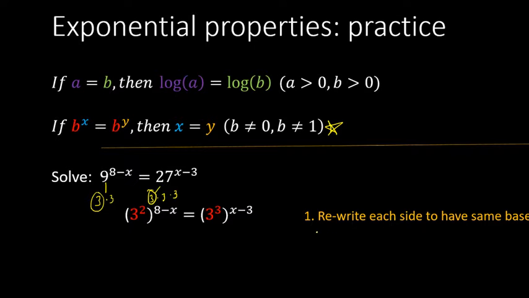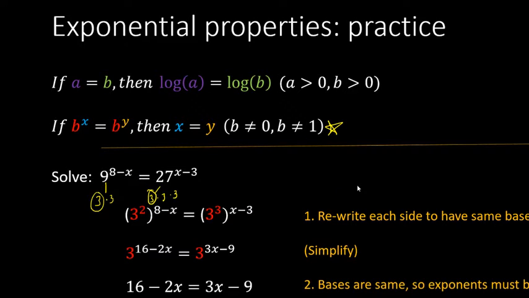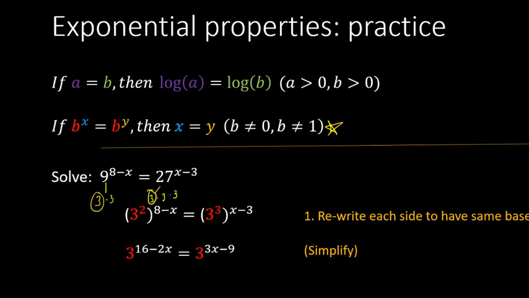So first thing I'm going to do is rewrite each side to have the same base. So 9 has been rewritten as 3 squared. 27 has been rewritten as 3 cubed. Alright, so next, let's not get ahead of ourselves. Next, remember our exponent properties.